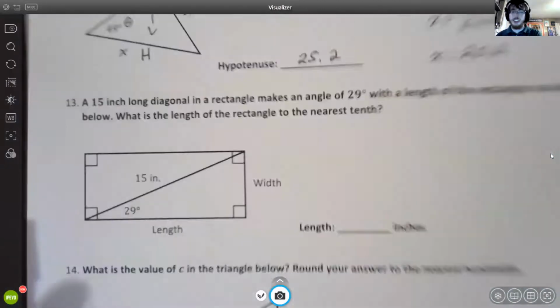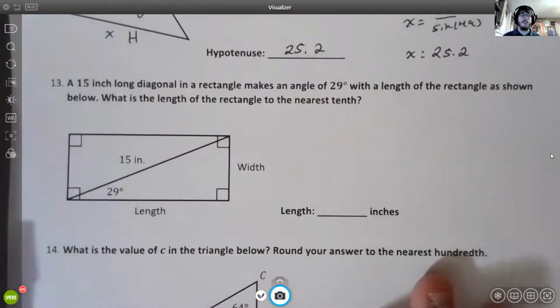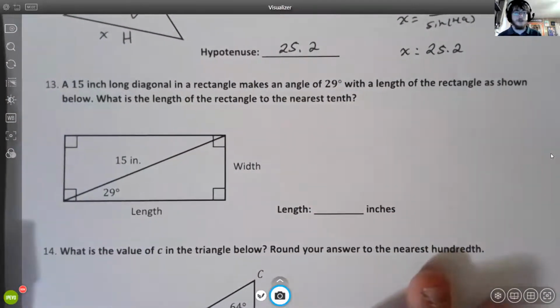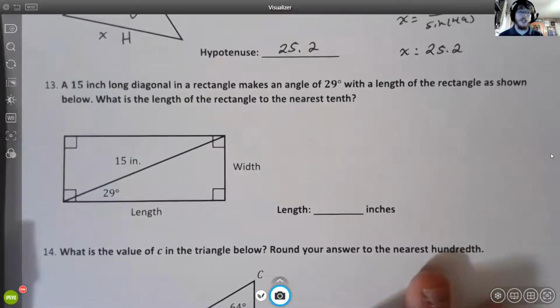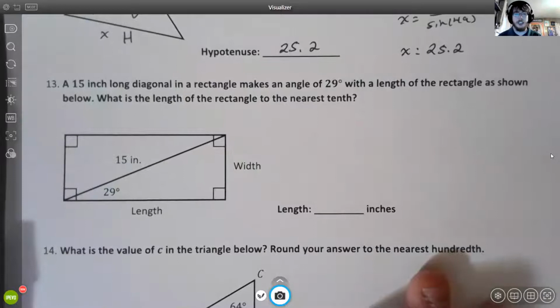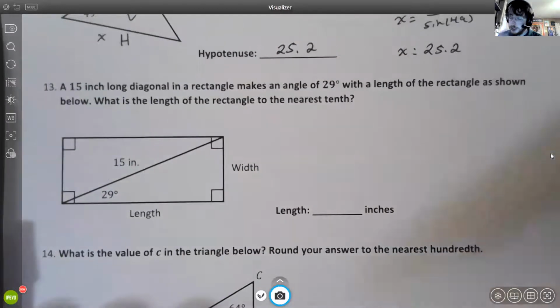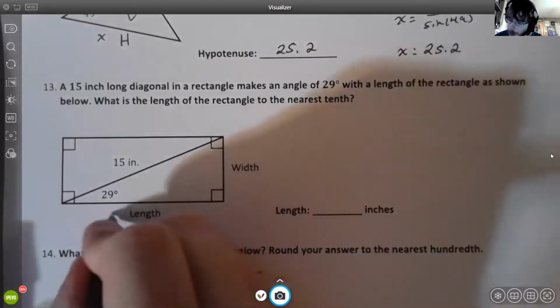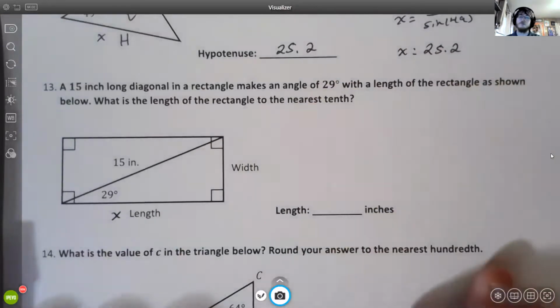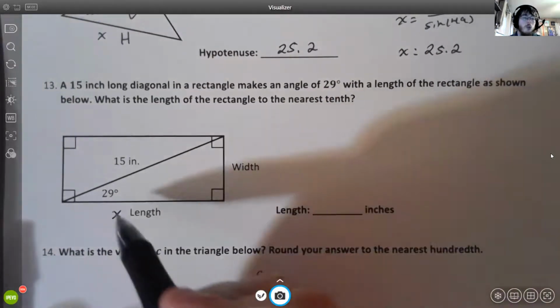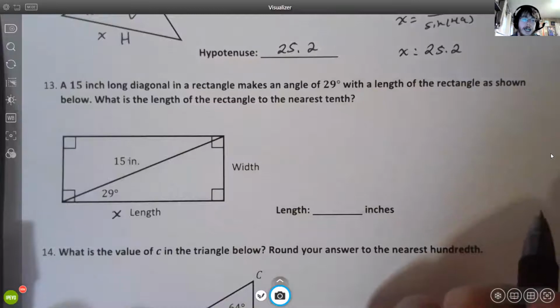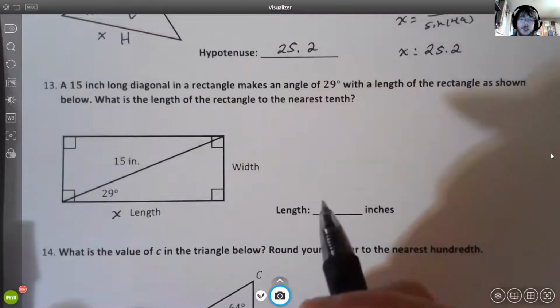All right, number 13, it says a 15-inch long diagonal in a rectangle makes an angle of 29 degrees with a length of the rectangle as shown below. What is the length of the rectangle to the nearest tenth? So it wants us to find the length. So we're going to put an X on the length. And it gives us one angle and one side. So that means we need to use trig.